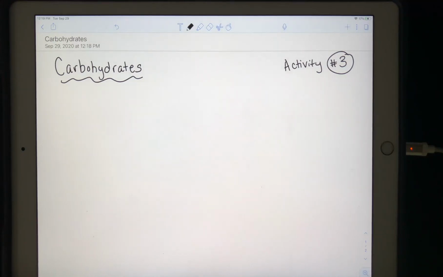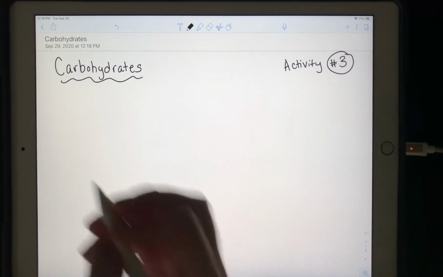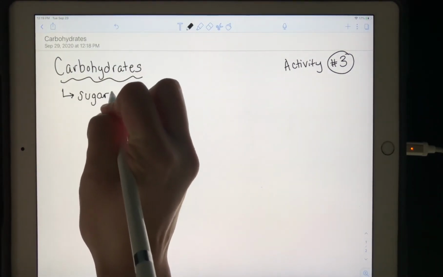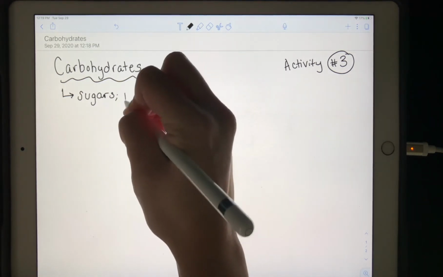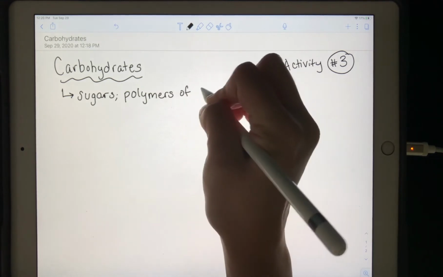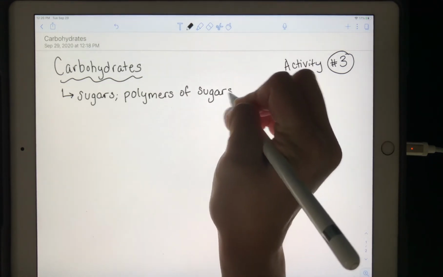Carbohydrates are just one of the macromolecule types that we're going to be studying. And what they are: sugars and polymers of sugars, meaning a lot of sugars put together.